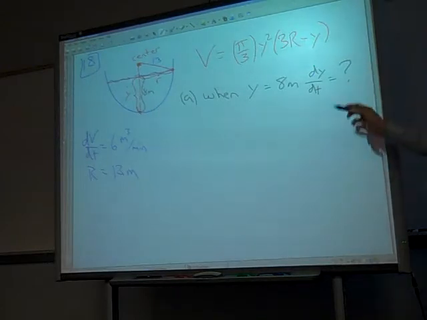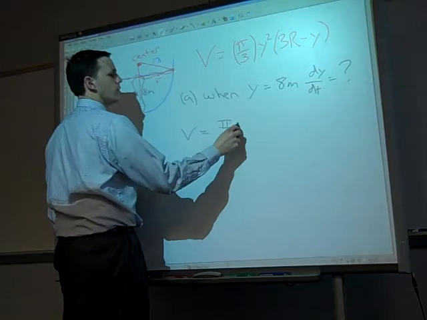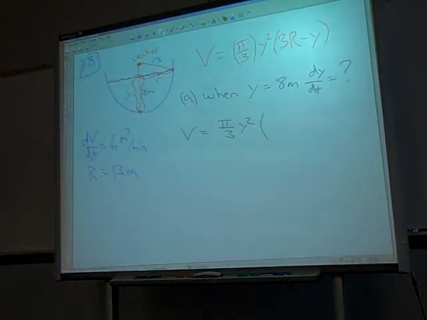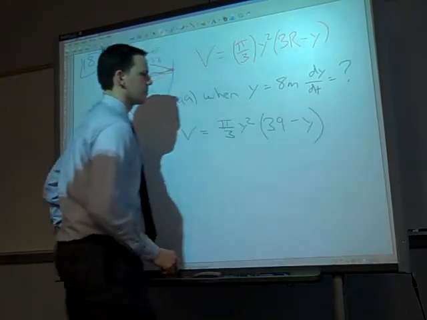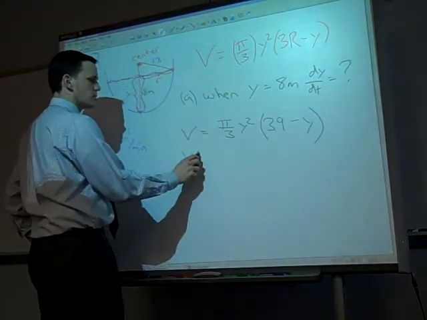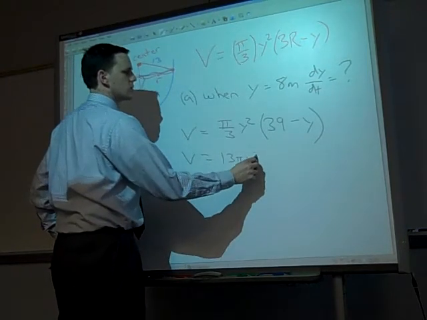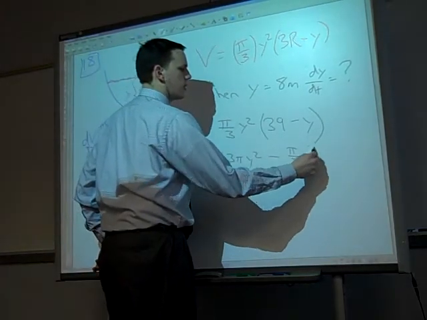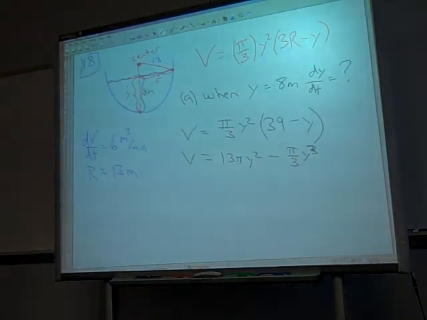Alright? So let's start with writing our equations. So we have V equals pi over 3 y squared times... Now R, big R, does that ever change? Big R is always 13. So we can immediately say 39 minus y. So that means V equals 13 pi y squared minus pi over 3 y cubed. Is that right? Did I distribute that correctly?